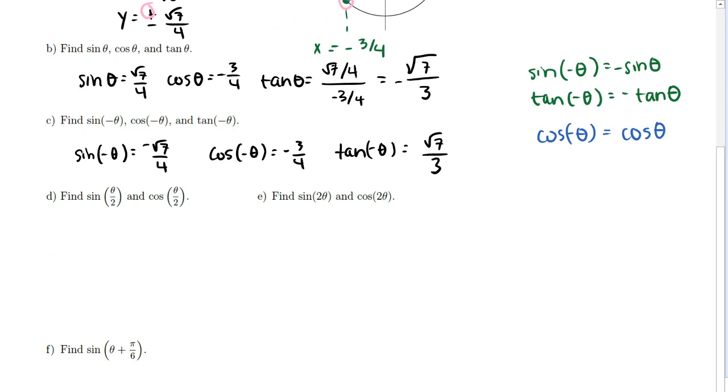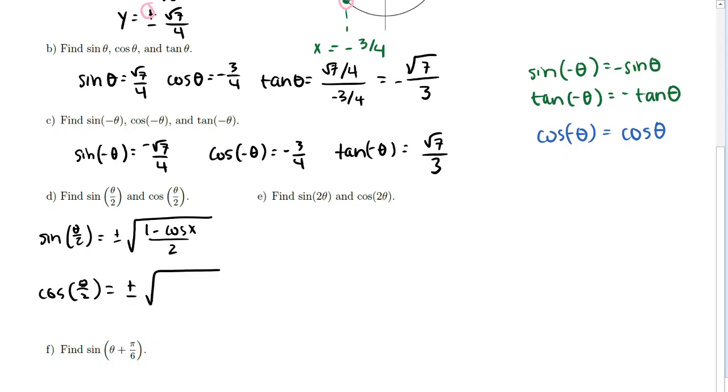So here, for this next example, sine of theta over 2 requires using the half angle identity. This is plus or minus the square root of 1 minus cosine of x over 2. And cosine of theta over 2 is equal to plus or minus the square root of 1 plus cosine of x over 2.